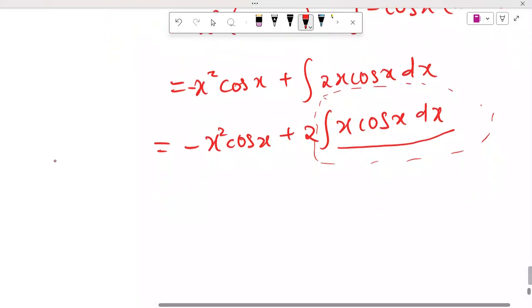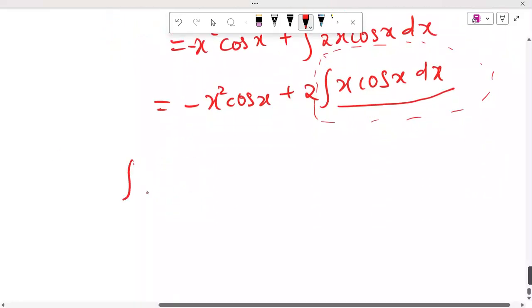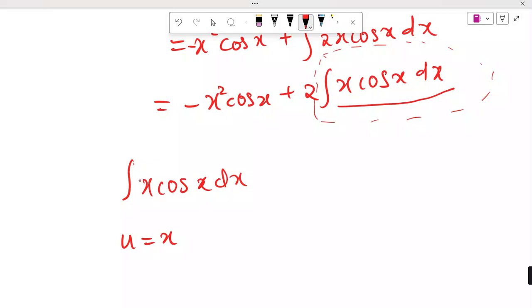Okay, so let's say we are integrating x cos x dx. Which one is your u? We are trying to reduce this power, so u is x. By now you know that we are trying to reduce this power here.